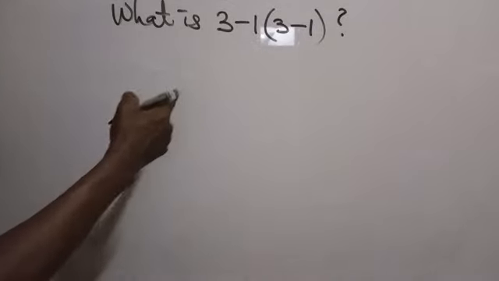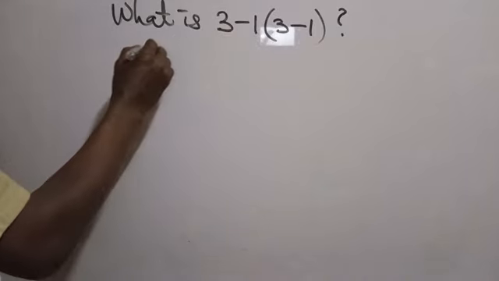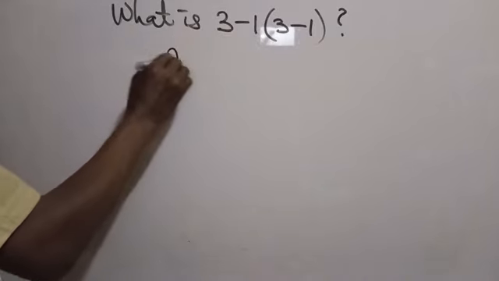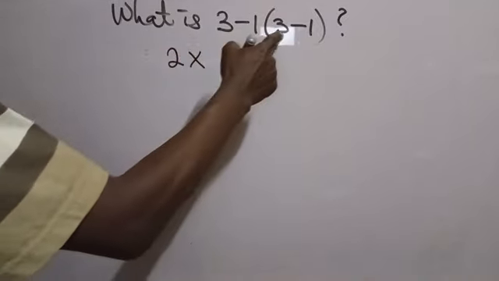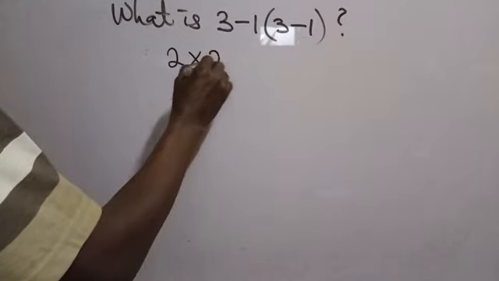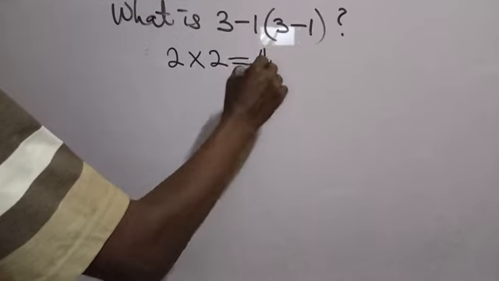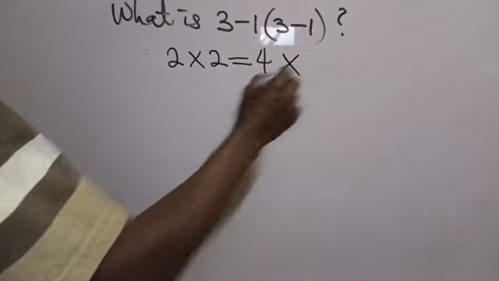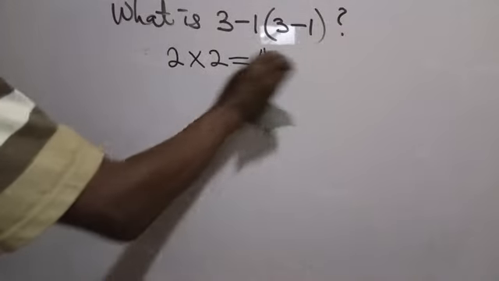Some said that we can say 3 minus 1, which is 2, then multiply by another 3 minus 1, which is 2. So this is 4. This is wrong. Stop it. This is very, very wrong. Don't get it. This is not correct. So what is the correct answer to this particular question?